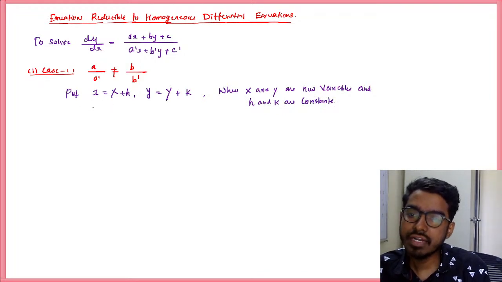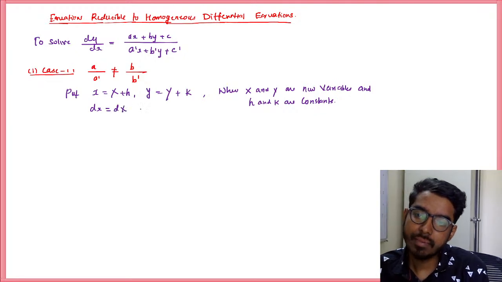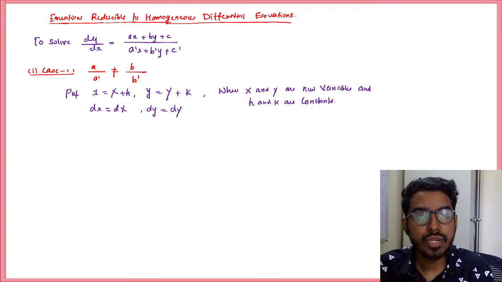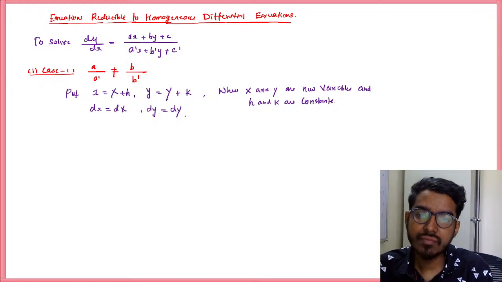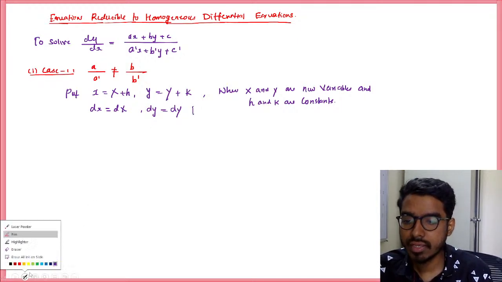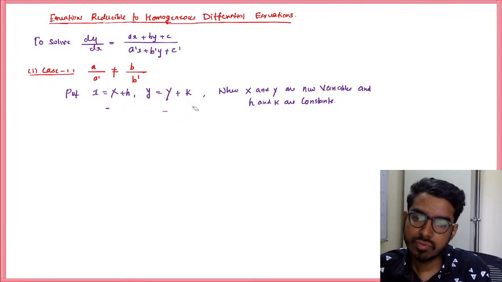Now, what about dx? It will be capital dX, right? And what about dy? It will be capital dY. I'm differentiating with respect to capital X and capital Y. So dx by dX will be 1 plus 0, and dy by dY will be 1 plus 0, right? Okay, I'll write you the procedure.